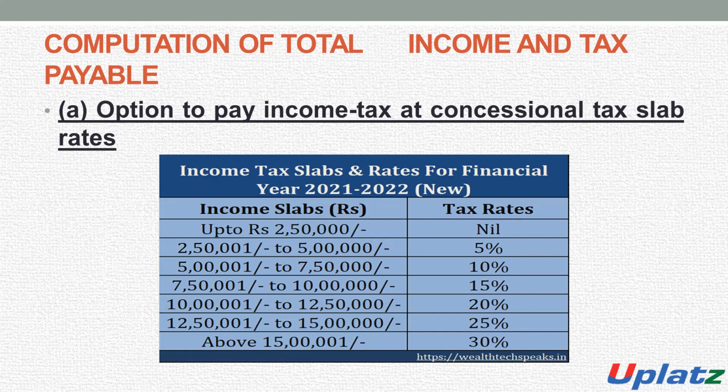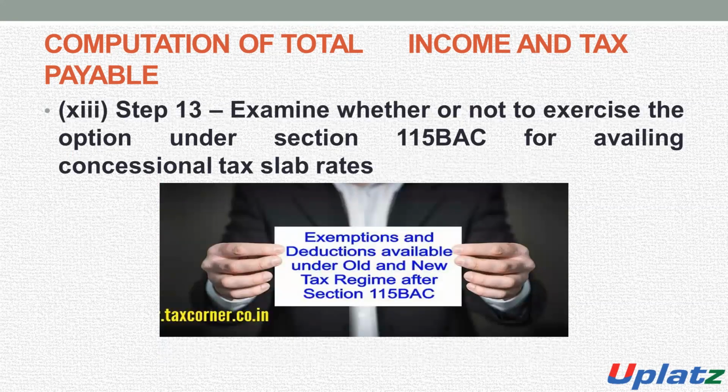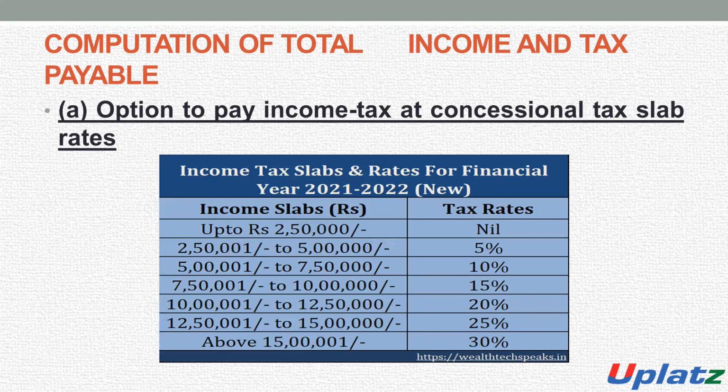But now there is another option, the concessional tax rate under section 115BAC, according to which the tax will be calculated at the concessional rate. Up to 2,50,000, the tax rate will be 0. More than 2,50,000 to 5 lakh, 5%. More than 5 lakh to 7 lakh 50,000, 10%. More than 7 lakh 50,000 to 10 lakh, 15%. More than 10 lakh to 12 lakh 50,000, 20%, and more than 12 lakh 50,000 to 15 lakh, 25%. More than 15 lakh, the tax rate will be 30%.